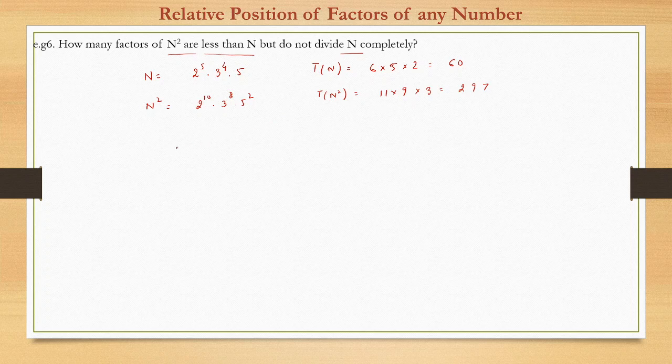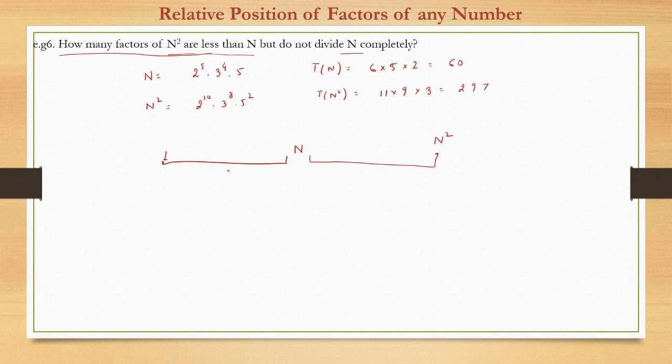So now see here. It is said we have to consider how many factors of n square. So n square, when we start from 1, somewhere in the middle n would be a factor and then n square. Now the question is how many factors of n square are less than n, from here till here, but do not divide n completely. So n square has 297 factors.